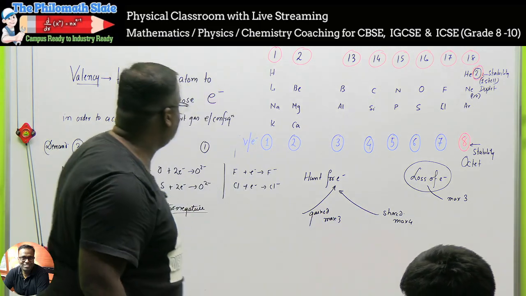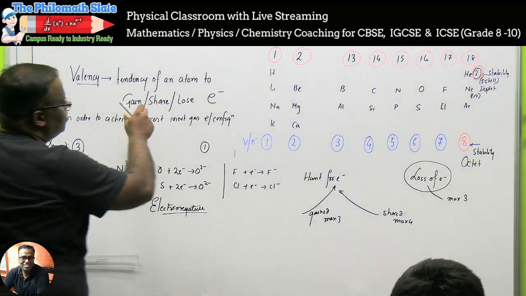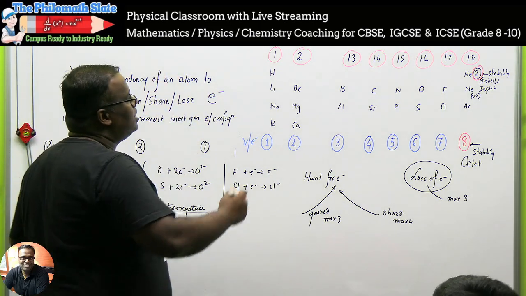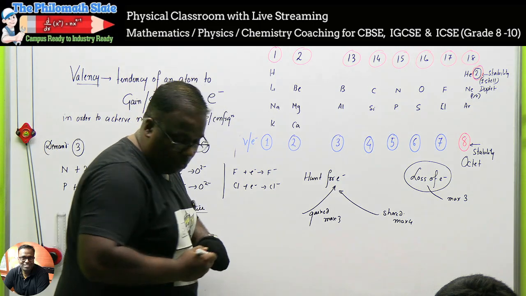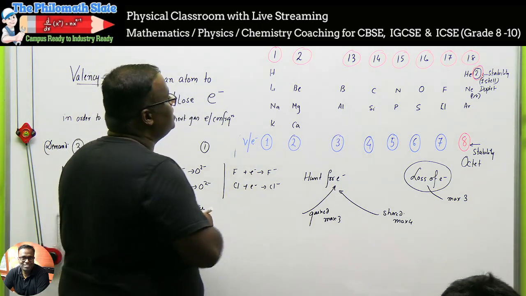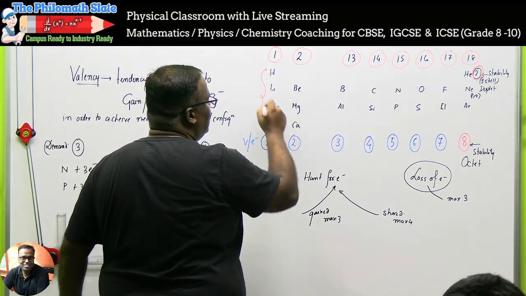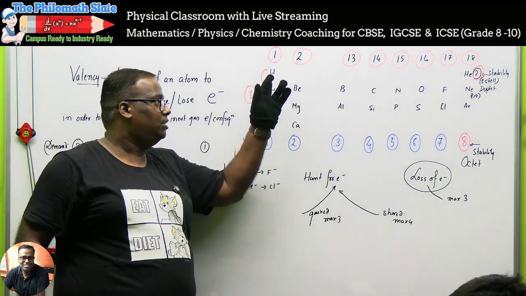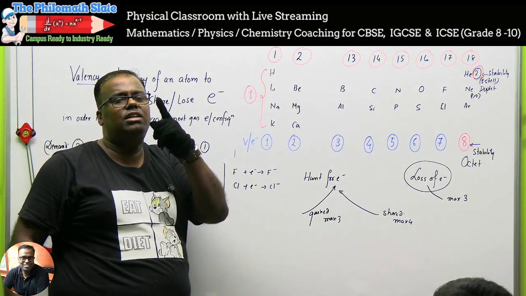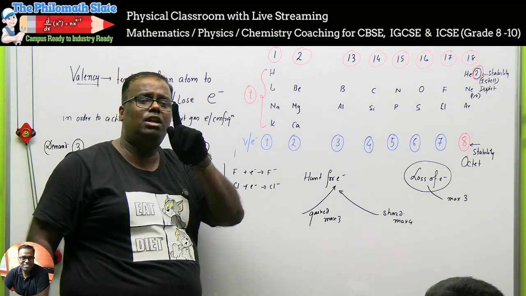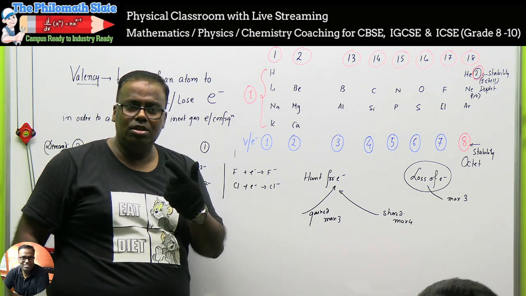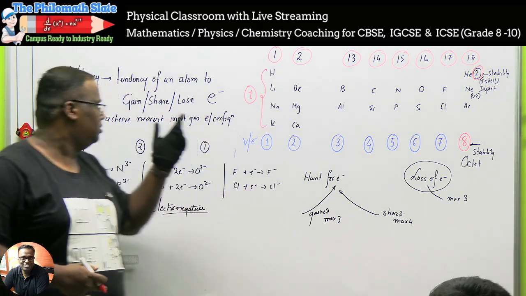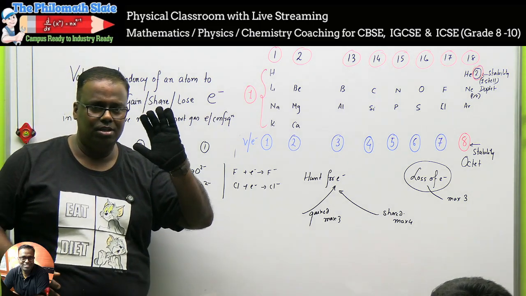So what is valency? Valency is the tendency of an atom to gain, share or lose electrons. Okay, now pay attention. What is the valency of group 1 elements? The valency of group 1 elements is always 1. Hydrogen also wants to gain 1. They want to lose 1. 1 means either gain, share or lose. Valency is basically a count, that count which makes you become an inert gas. How? Gain, share, lose. उससे मतलब नहीं है.